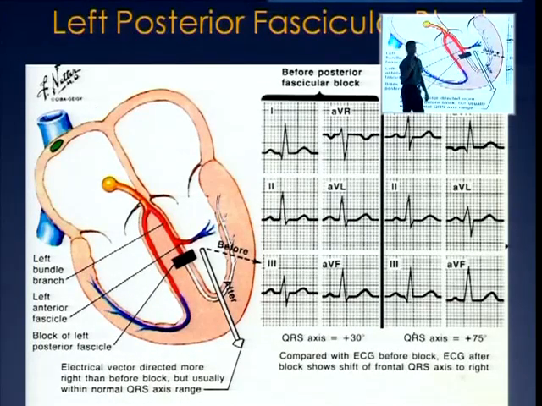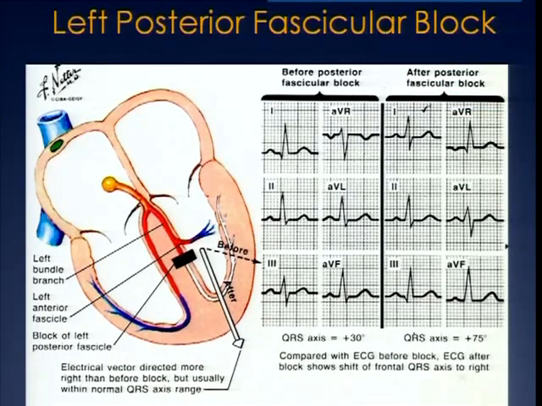So when you say left bundle branch block, it means that 2 fascicles are already involved. So it's already a bifascicular block. A left bundle branch block is a bifascicular block. If you have a right bundle branch block plus one of these, it is still a bifascicular block. Involvement of this plus that, bifascicular block. Involvement of this plus this, bifascicular block.